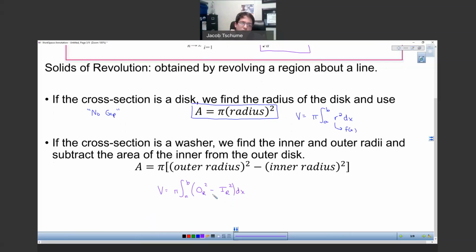And when we say outer and inner, outer is the function further from the line you're rotating around. Inner is the function that's closest to the line you're rotating around. Now, essentially, like I said, when you do the disk method, there is no gap. The time that you'll know to do the washer method is if there is a gap between the area you're revolving and the axis or line that you're rotating around. And when we go into these problems, I'll show you what it looks like when we get into a disk method or a washer method.